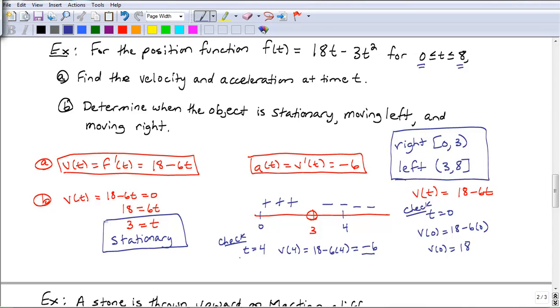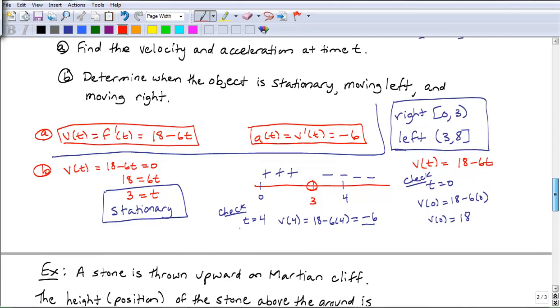I don't have units in this problem, so I can't tell you if it's feet per second or meters per second, just because there are no units in the problem. Well, let's try it again with another one.